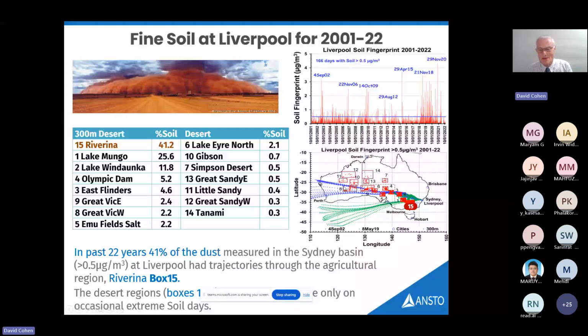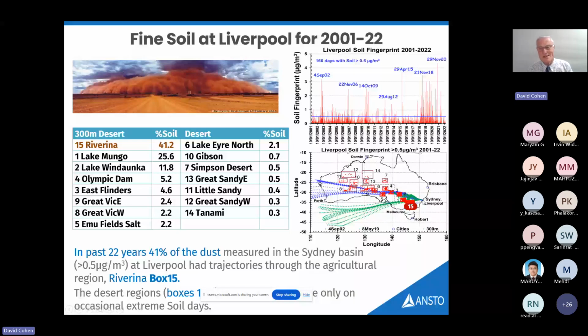And you can see here on the green one, it's the 8th of May 2019. It doesn't really go through these deserts, it just comes out to the ocean here. Okay. And then you can go back for every hour of every day for 30 years. Each of these boxes here are desert regions, and I've labeled them here, 1 to 14. You can count up the number of dots in each box, and you can see which desert region contributes to the soil measured in Sydney, in the Sydney Basin.